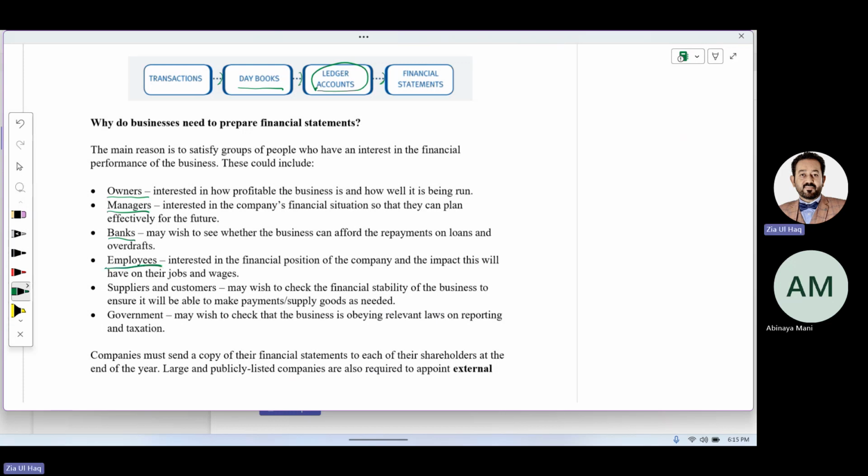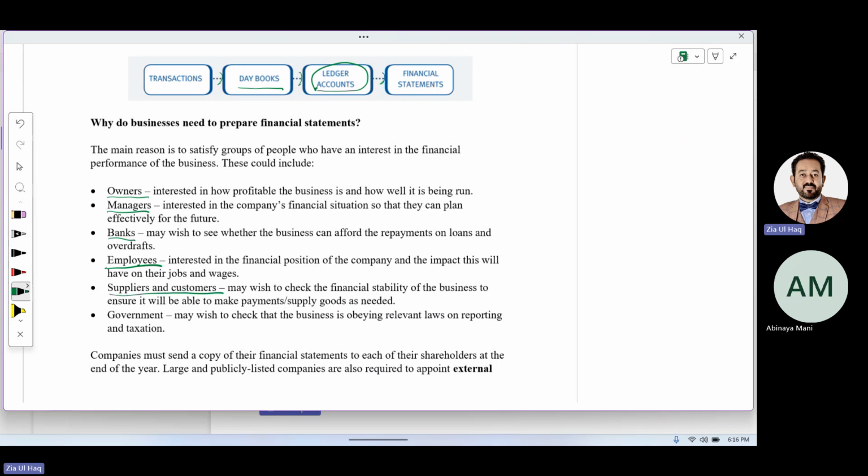Employees need financial statements. Why? Because they are attached to the organization. Their life is attached to the organization. So they want surety that company performance is better. This means they can maintain a long-term relationship with the company. Because if the company is stable, employees are stable. If companies are not stable, employees will also be affected.